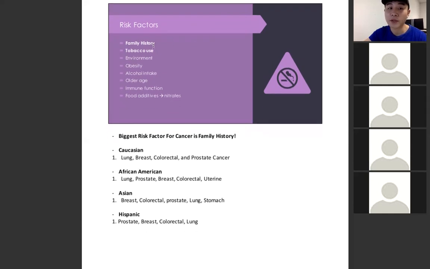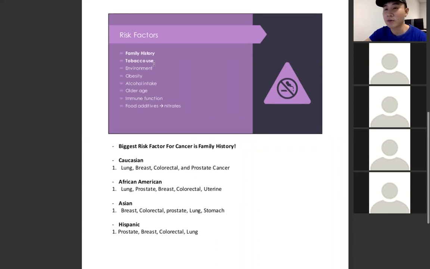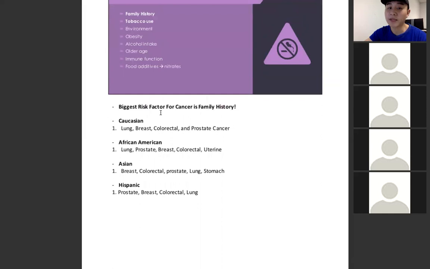So breast cancer is usually family history. Then tobacco use. Tobacco is a carcinogenic agent, a substance that could lead to cancer. Then environment, if we live in a chemical heavy city or often live in a polluted area. Obesity, usually the result of cancer from obesity is because of the unhealthy diet, alcohol intake, older age, immune function, food additives, nitrates. The biggest risk factor for cancer is family history.